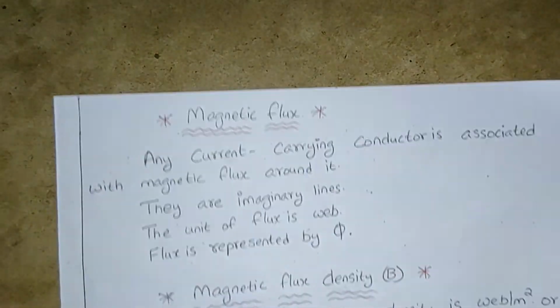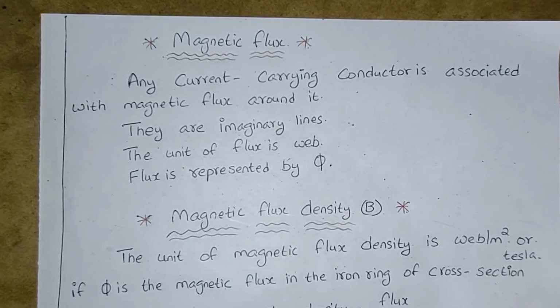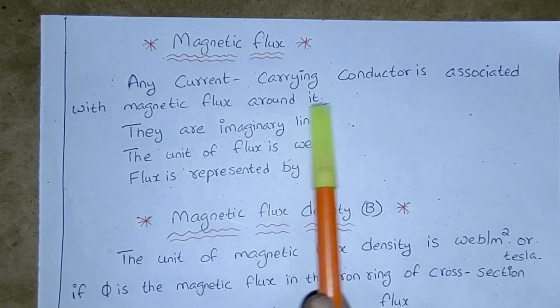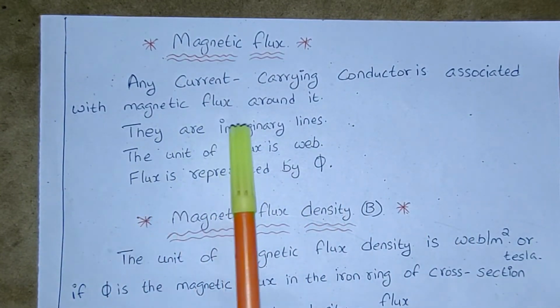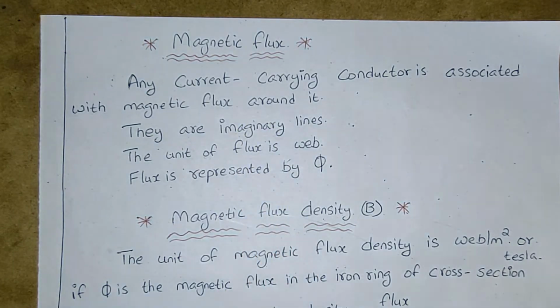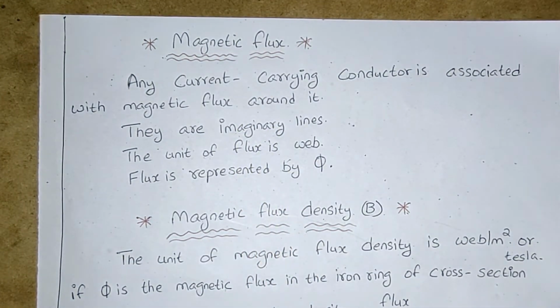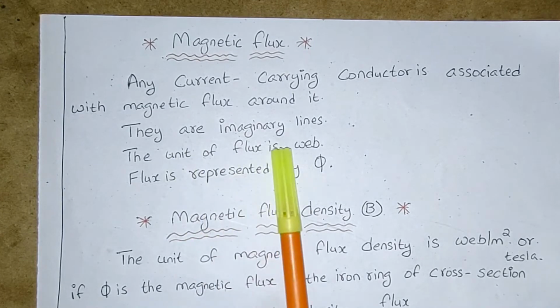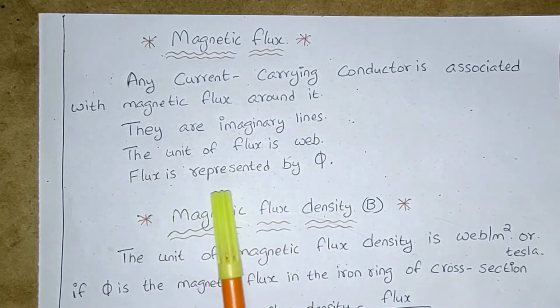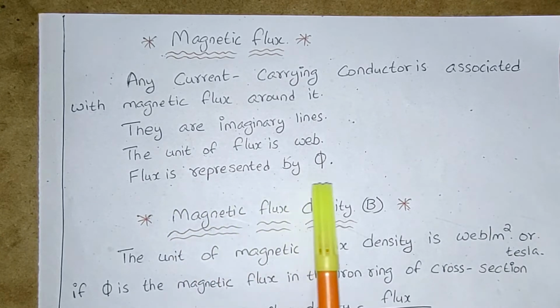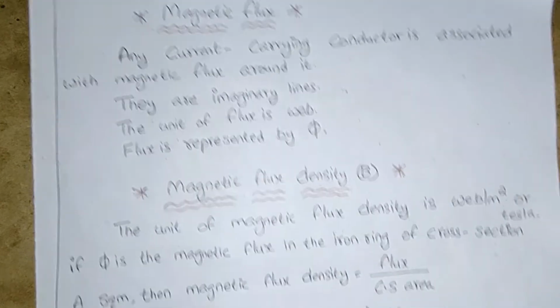Next, magnetic flux. Any current carrying conductor is associated with magnetic flux around it. You can see the magnetic flux around it. They are imaginary lines. The unit of flux is Weber. Flux is represented by phi, this is the phi symbol.